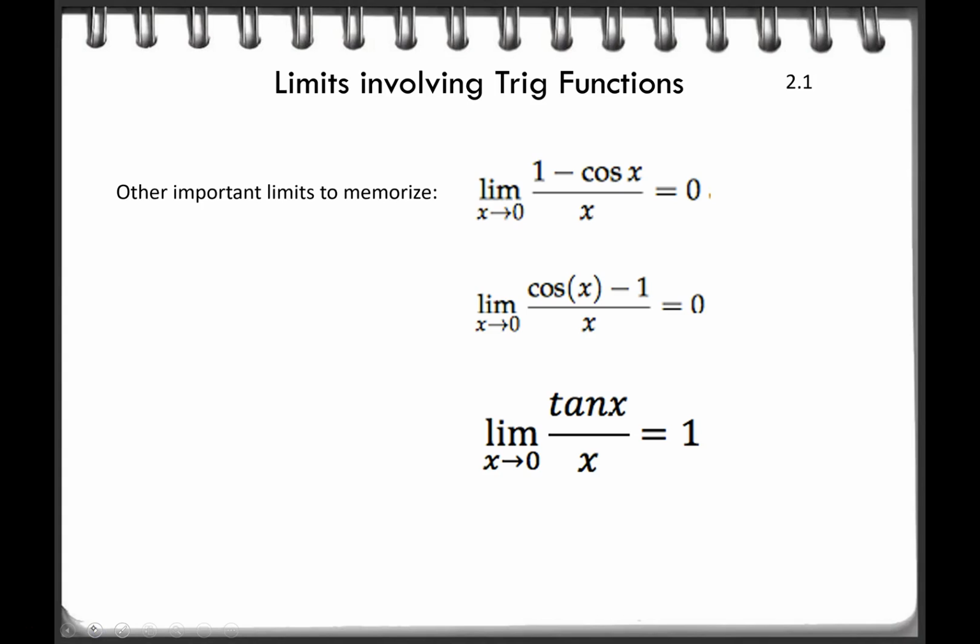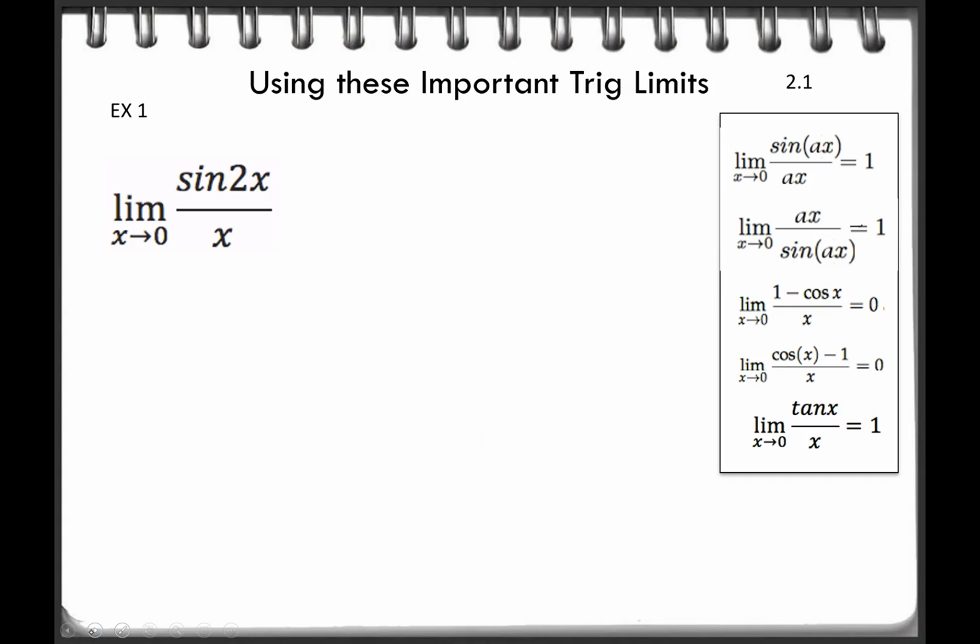The other limits that are important to memorize are these ones, that if we have 1 minus cosine x over x, or if we just flip that and say cosine x minus 1 over x, those limits both go to 0. However, when we take tan x over x, the limit as x approaches 0 is 1. So I'm asking you to memorize these, and it sounds a little stressful, but in reality, you're just going to memorize that the sines go to 1, the cosines go to 0, and that tan goes to 1. And it has to look like that. So just take some time to memorize that, or at least have it memorized by the quiz.